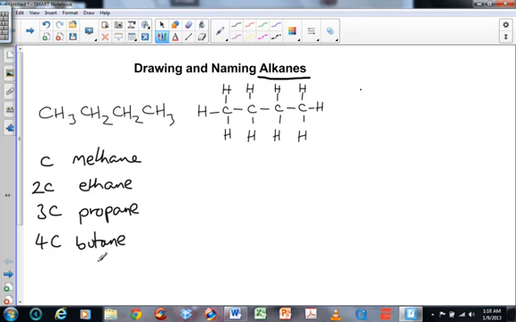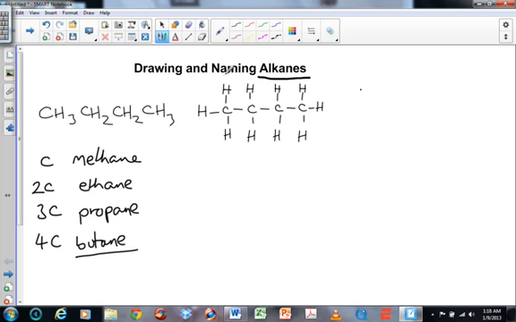So that's one thing that you need to make sure you can get straight in your head, because you need to know these names before you can go any further. For example, if I was to ask you to name this compound, the only thing you have to do is count how many carbons I have. 1, 2, 3, 4. So I have 4 carbons. That is butane. If I drew something that had 5 carbons in it, it'd be called pentane. 6 carbons, hexane, and so on.